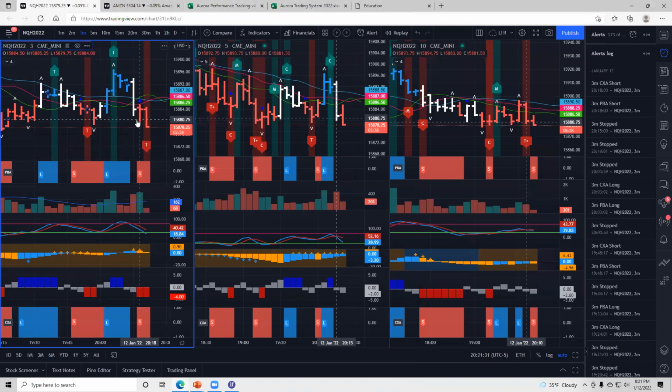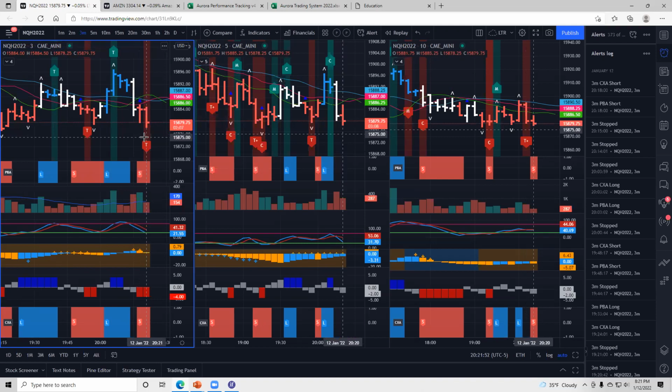Let's see what was going on here. At 2018, there was a PBA short. So that's a PB3. We had no conflict on the 5-minute. And we were out of that for, no, we would still be holding that. 84.5. We needed to get down to 74.5. Outside of regular market session is a little slower, so it doesn't move quite as much. But if it gets down to 74.5, that would be a 10-point profit off of that PB3. It's not a PB35 because we didn't have alignment.